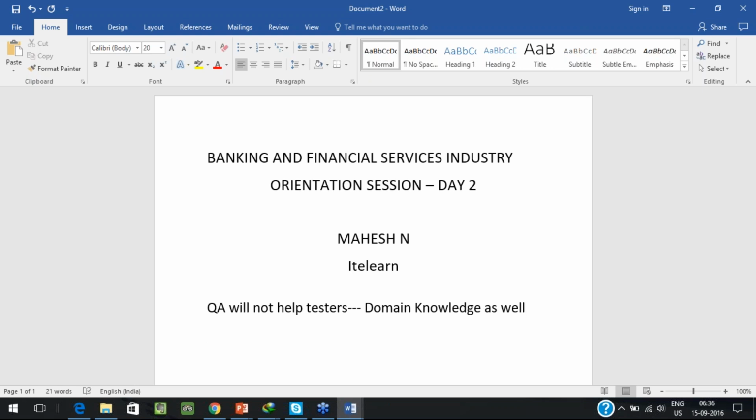So how do we do that? We broadly classified into a couple of domains. One is banking and financial services. The second one is insurance. These two are the core areas these days where we see a lot of products coming into the picture.